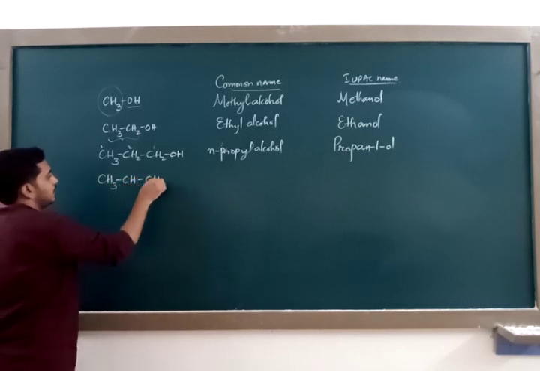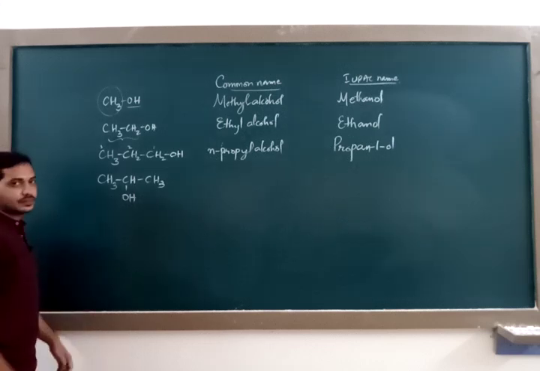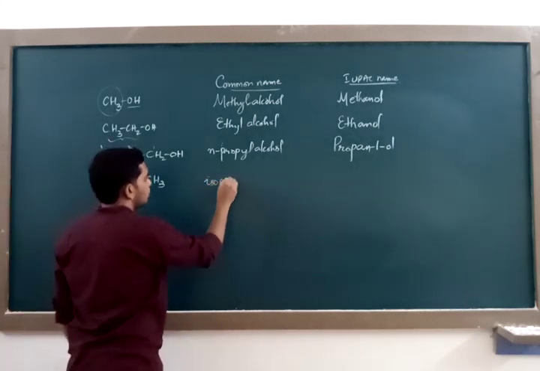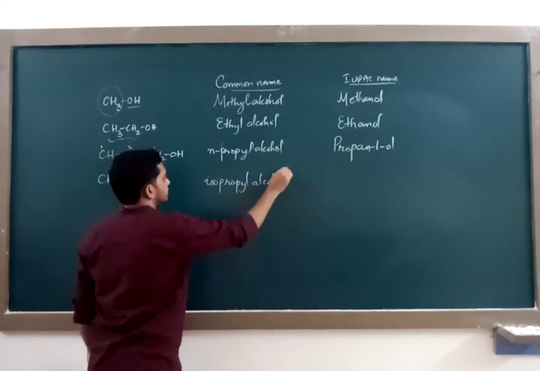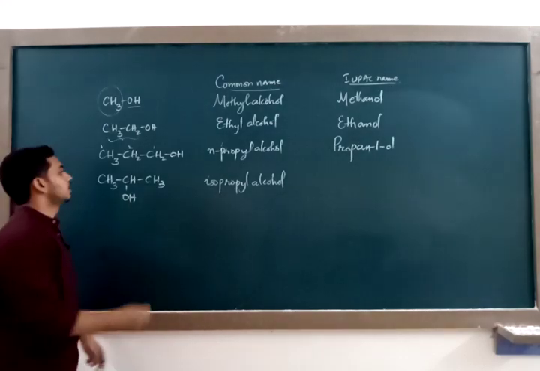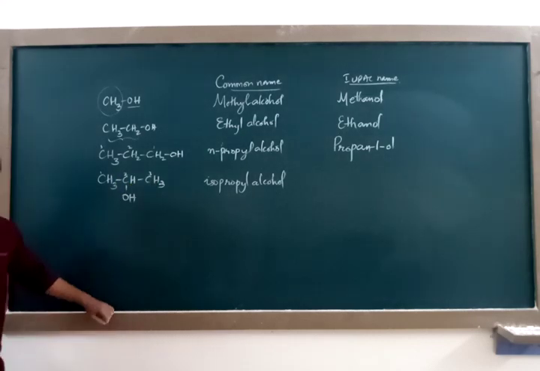In this example, if I attach OH to the middle carbon, then this group is called isopropyl alcohol. In the IUPAC naming system, it is done according to the longest chain rule, then the lowest number rule for alcohol, and if any other substituents are present, they are given suitable numbers.